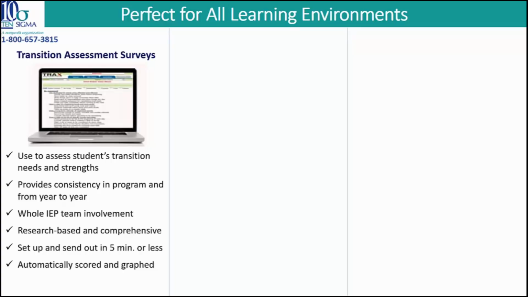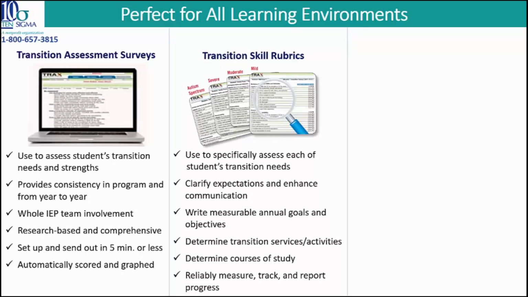The whole IEP team is involved, including the parents and the student if they're able to take the survey. All of the skills are research-based and comprehensive. You can set up and send out the survey in 5 minutes or less, and they are automatically scored and graphed. All the assessments for each student are stored on our secure server, and you can look at all of the students' past assessments. The next tool is the Transition Skill Rubrics.